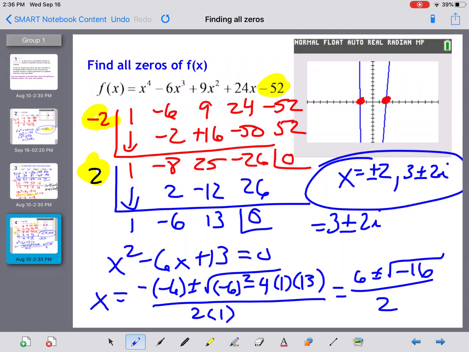So brief review is that you always want to use the zeros that they give you. Always try to reduce down to a quadratic. If they don't give you any zeros, you can use the rational root theorem or your calculator or graphing device to be able to find some values and then use synthetic division. I hope this helps you with solving and finding all zeros and factors.